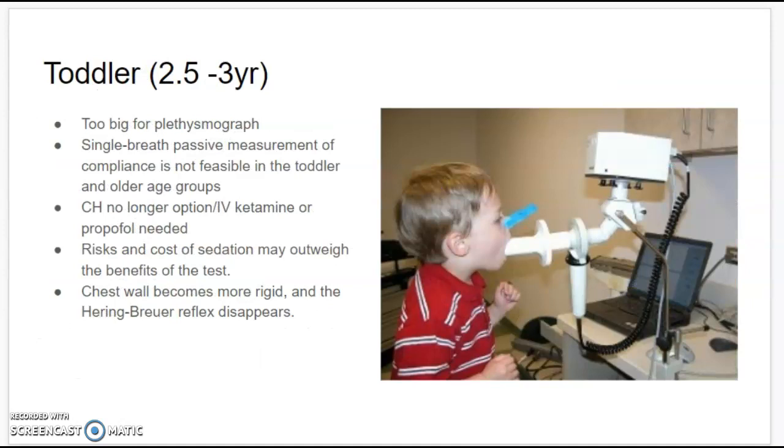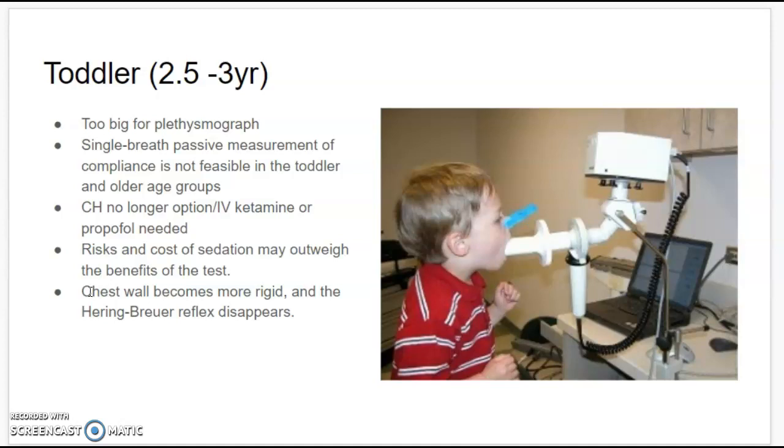So when we get to the toddlers, though, they're going to be too big for the plethysmograph. So we need to come up with a different method. That single breath passive measurement of compliance is not feasible. The chloral hydrate is no longer an option for sedation. So then we have to move to the ketamine or propofol. So now we're increasing our risks.